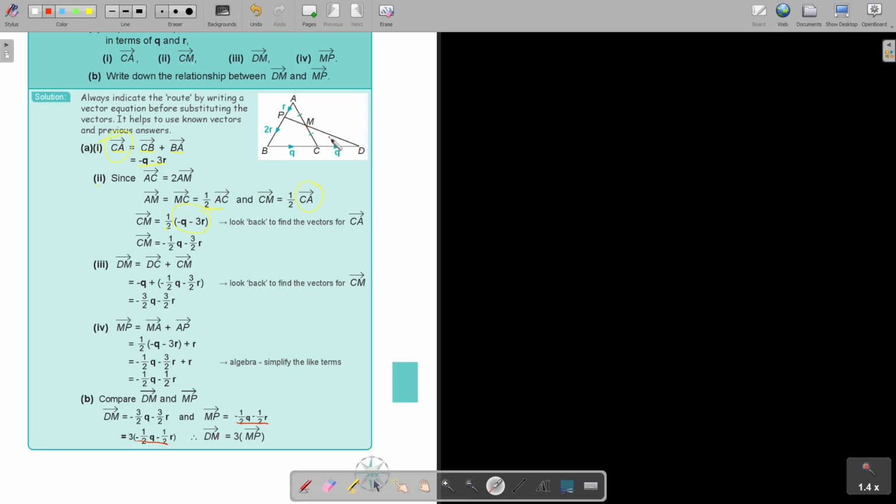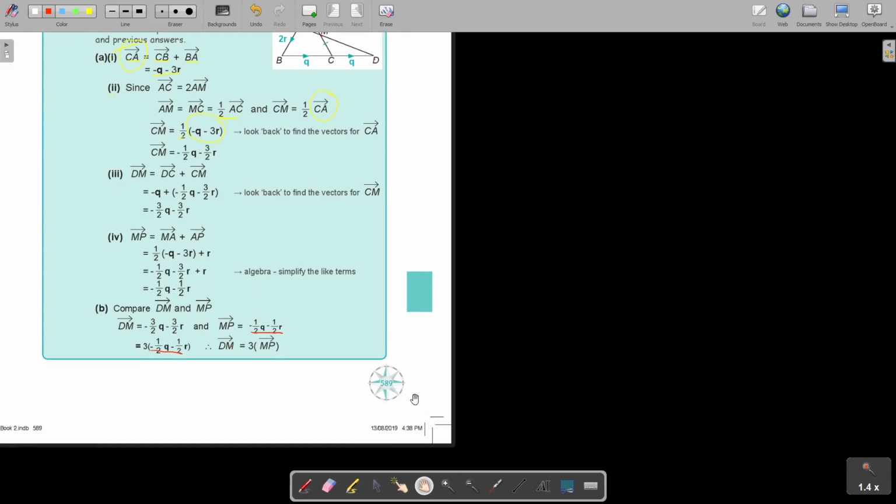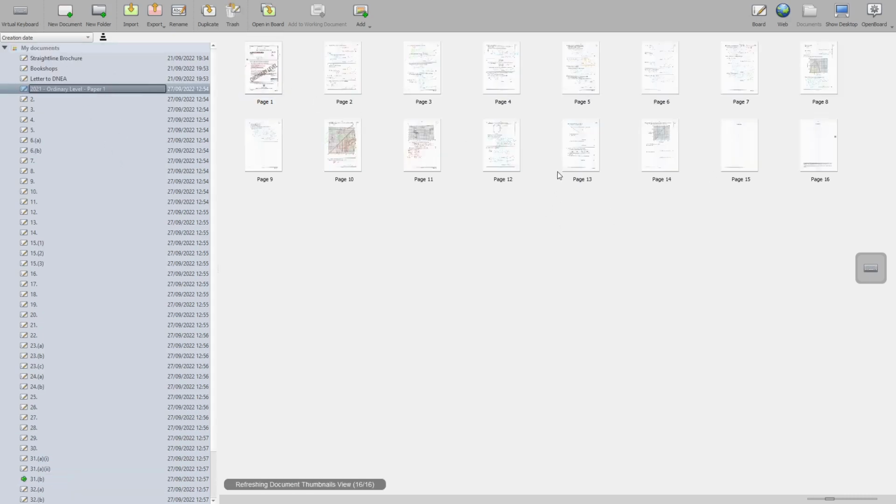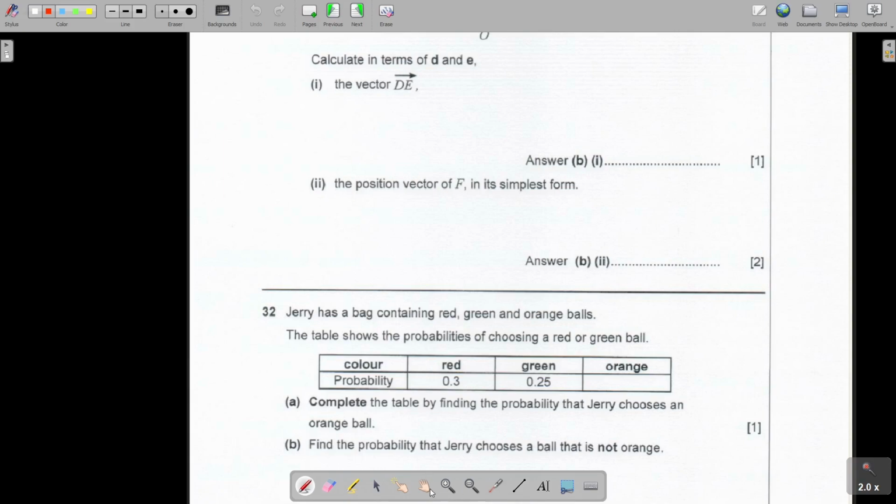Now this is a far more difficult example than the one before, but I wanted to go through it, and this is on page 589. Okay, let's go to the question paper again, which is not so difficult. Now, if you look at this one, it's going to be very easy, very easy.